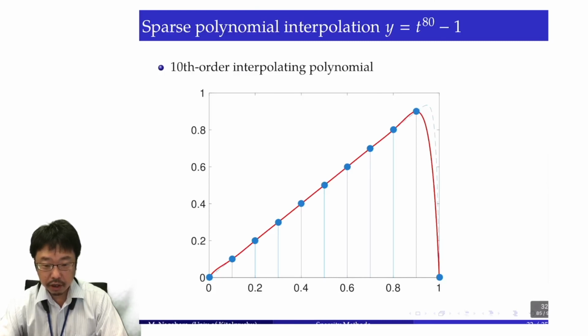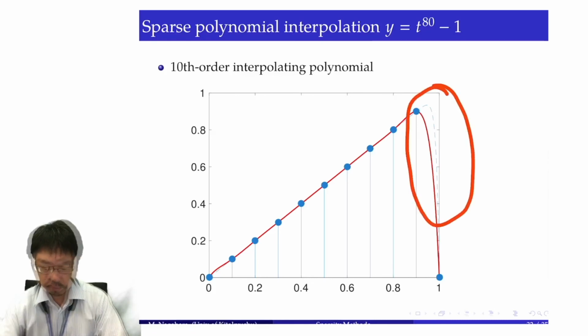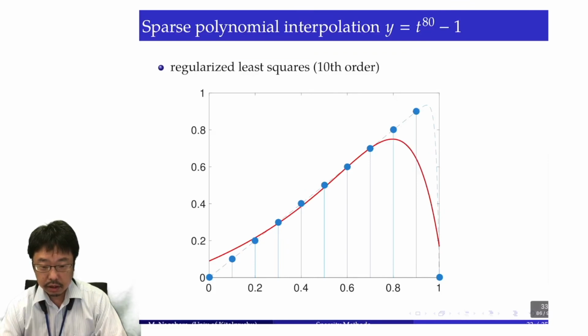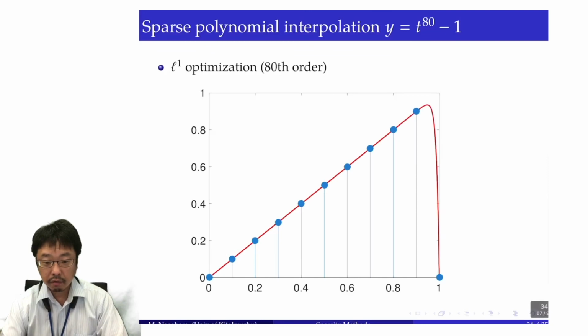Okay, first we give the result of 10th order interpolating polynomial. This is actually good, but we can see fitting errors around 1. This is a result of regularized least squares of 10th order polynomial. This is not good at all. Finally, this is the result of L1 optimization with 8th order polynomial. This shows a perfect fit.